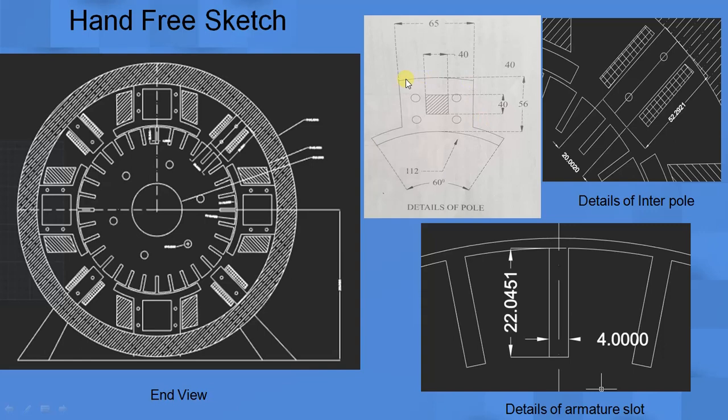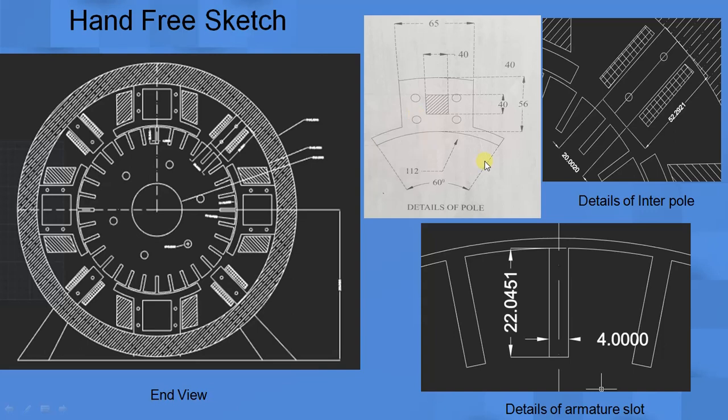They have given that the pole width is 65 mm. Here you can see the pole width, from here to here it is 65 mm, and the pole height including the pole shoe is 56 mm. Clear? And there should be a central steel rod at the center, that is 40 mm width and then the length. And the angle from here to here should be 60 degrees. It means the pole shoe should cover a 60 degree angle width.